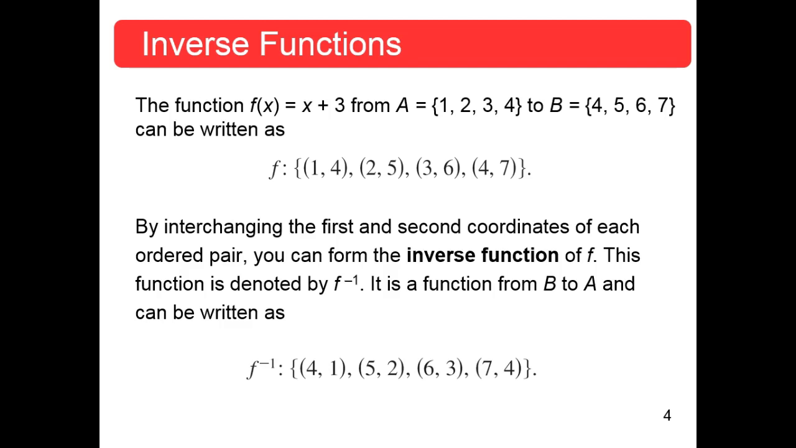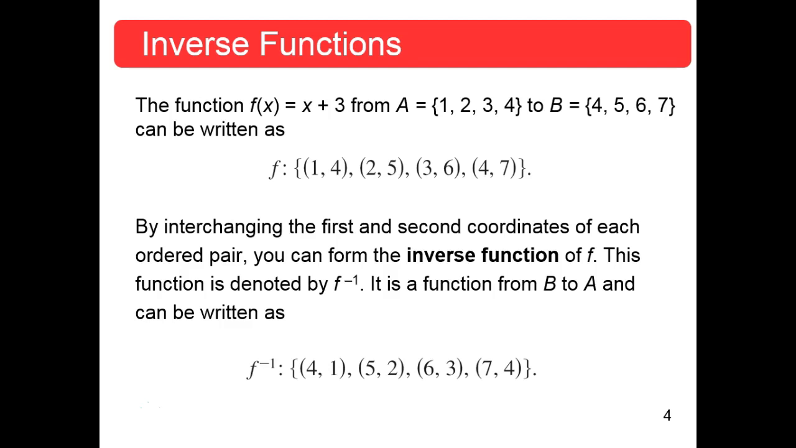Now, if you were to interchange the first and the second coordinates for each ordered pair, you can form what they call the inverse function of f. That undoes what f was doing. f was adding 3 to each one, and this is going to undo that by subtracting 3. 4 minus 3 is 1, 5 minus 3 is 2, 6 minus 3 is 3, and 7 minus 3 is 4. That's the inverse function, and it's denoted by f inverse.